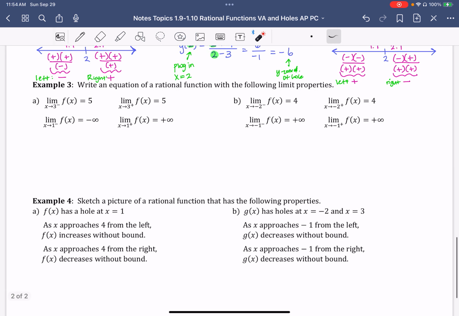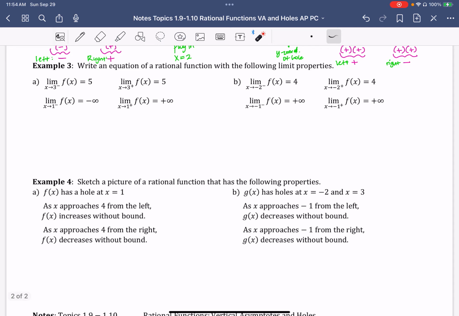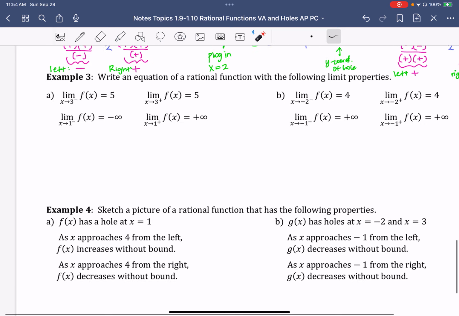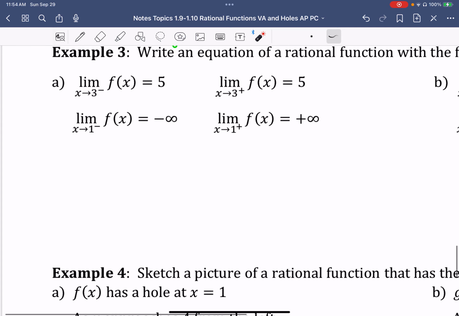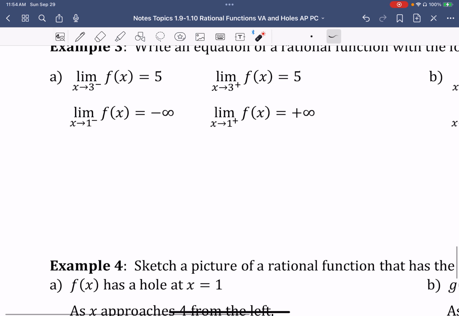Let's move on. We're going to be writing equations of rational functions with the following limit properties. Okay, so I'm looking at this and I see that these have x approaches 3, and I also see x approaches 1, x approaches 1. I know for sure that this is not going to be end behavior. It's not going to be a horizontal asymptote. Why? Because we talked that for horizontal asymptotes, it's as x approaches negative infinity and x approaches positive infinity.